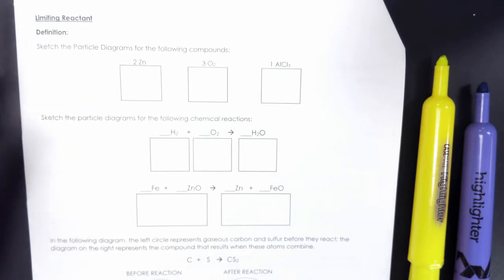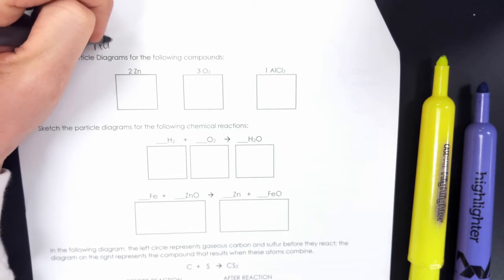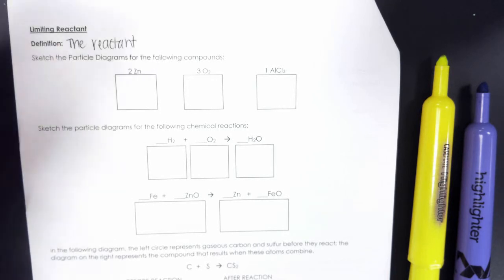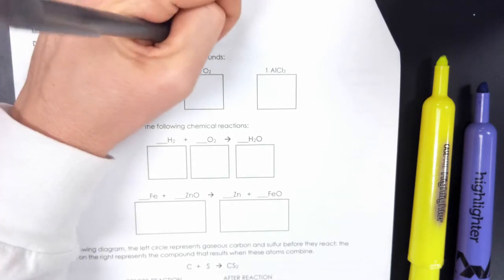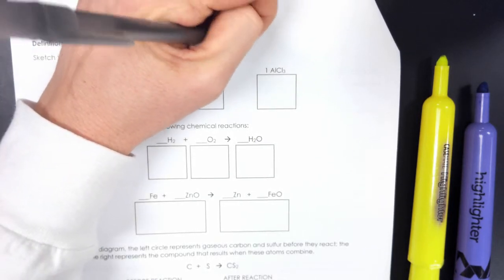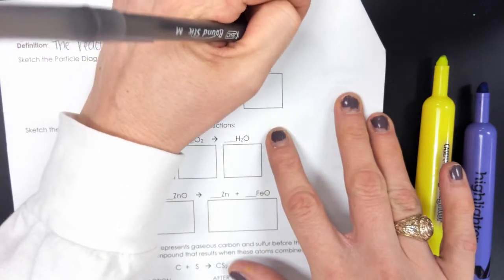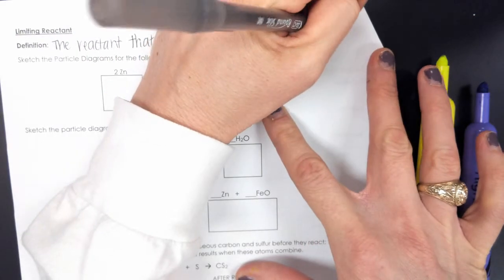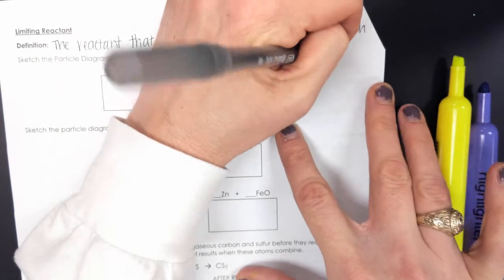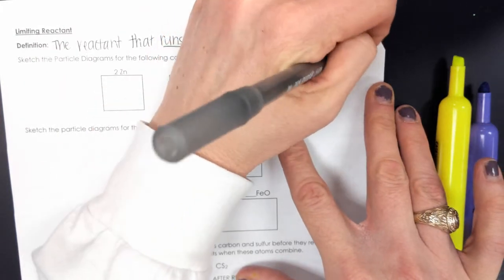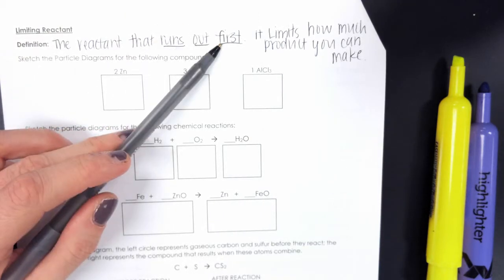So limiting reactant, guys, is a reactant in a chemical reaction that runs out first. Okay, so it limits how much product you can make. It's the reactant that runs out first.